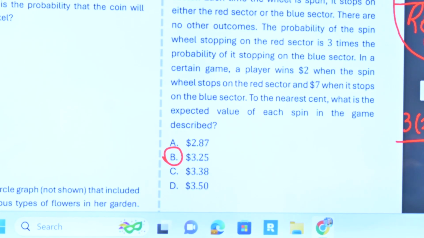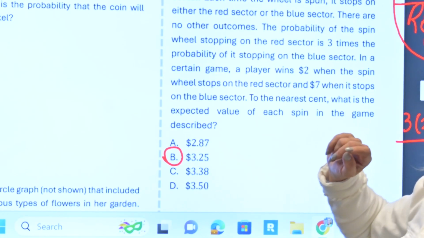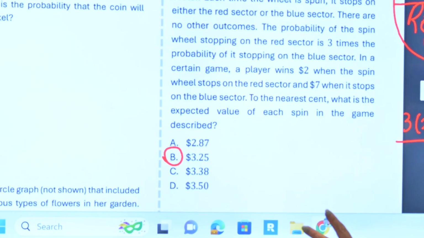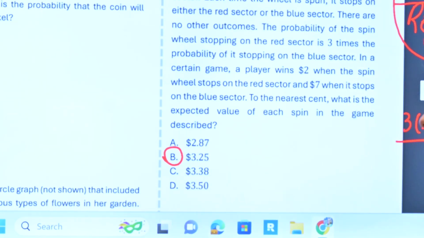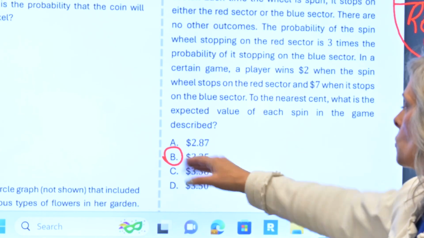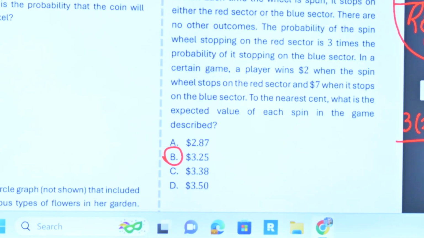So I did 3 times 2 because it could be any of those 3 and they're $2 for each one, okay? So that's $6. And then this other one is 7. So 6 plus 7 is $13 for the whole spin, okay? And then I divided by 4 because there's 4 different places it could land. So if you divide all of that by 4, you get $3.25 is the expected value of each spin in the game described, okay?